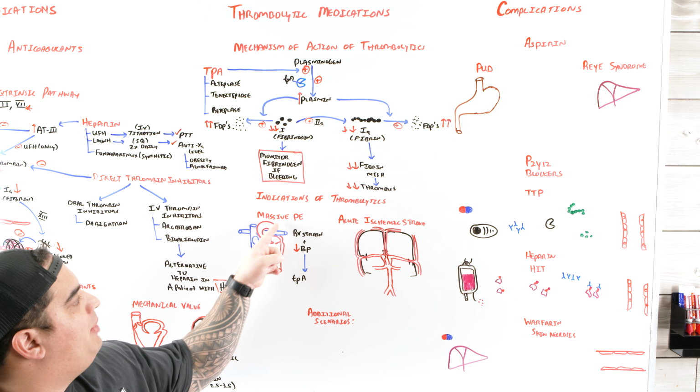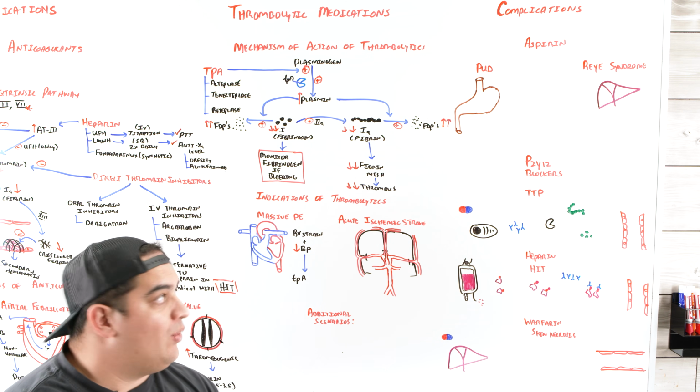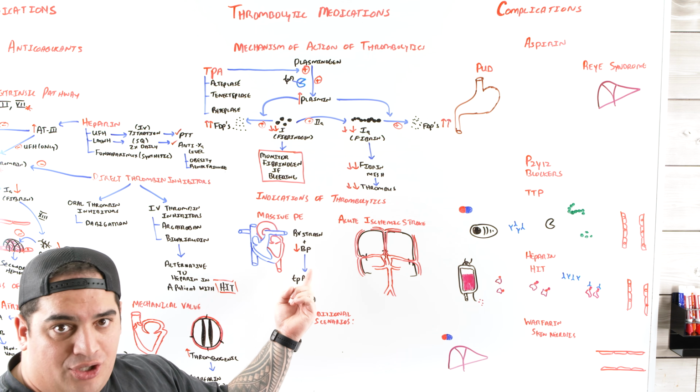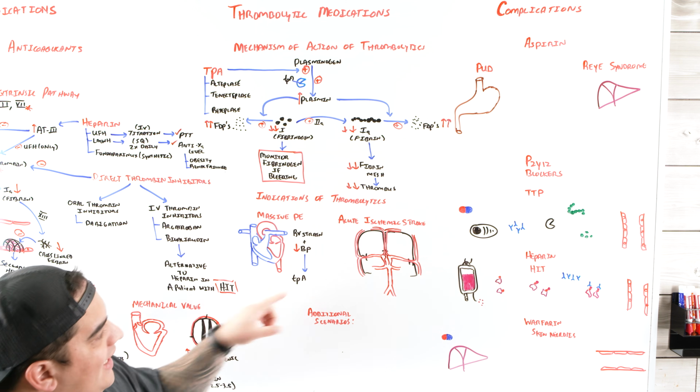So you're probably like, oh, PE, don't you give anticoagulation? No. You only give those in the patients who are not having significant RV strain and hypotension. We could also give this in cardiogenic shock as well, but that's a big one there.